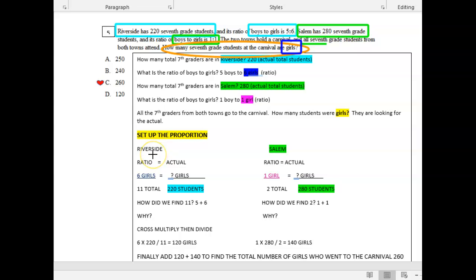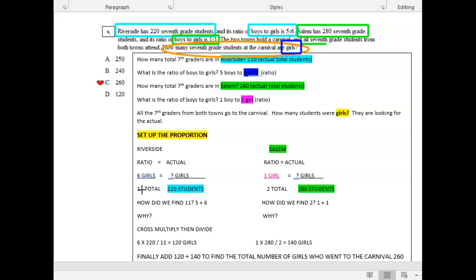We're going to look at Riverside first. Remember, ratio side, actual side. Okay? So we're going to use the information we pulled out from our text to set up our proportion for Riverside. Now, this is very important for us to get into because we're going to add an added layer to setting up our proportion. Because our labels have to match, we have got to do some things before we put in our values.